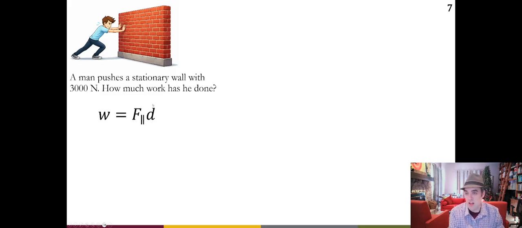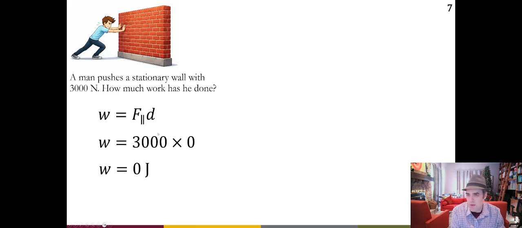Work is force times displacement. Well, if the wall hasn't moved at all, it doesn't matter how big your force is, if the wall hasn't moved, we still get 0 joules of work. And this makes sense if you think about it. The wall hasn't gained or lost any kinetic energy. Because the kinetic energy hasn't changed, we're not doing any work on it. No matter how hard we push, we're not giving it kinetic energy, so we're not doing any work on it.